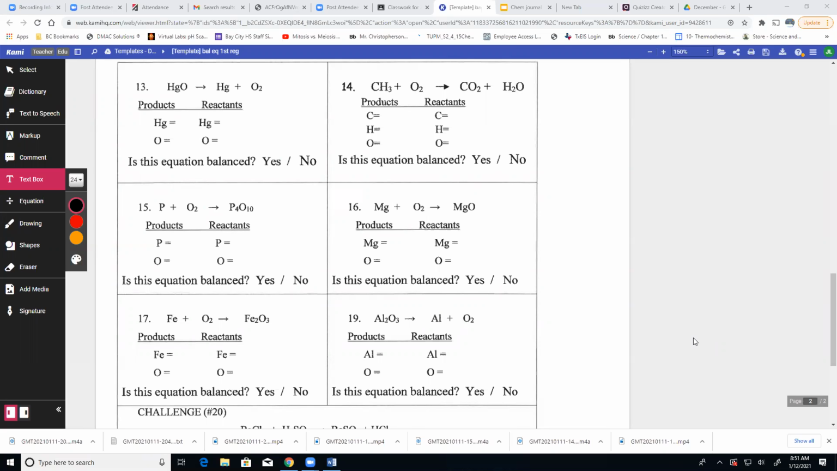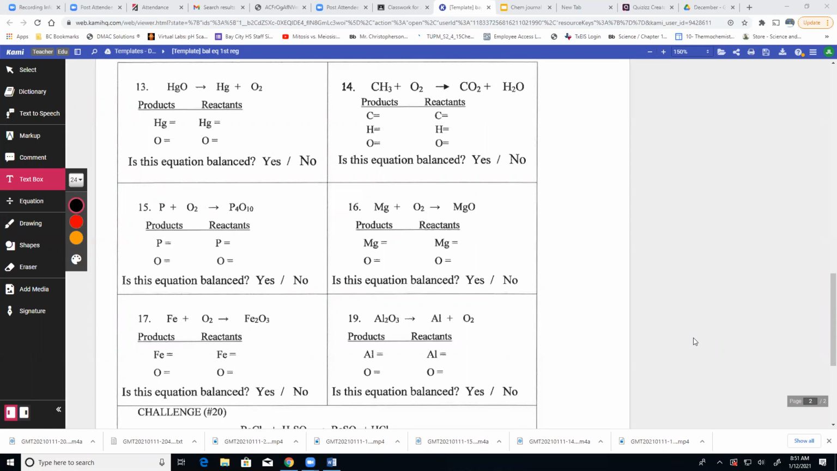So here I already have 2 oxygen. What do I need to multiply that by so I can get 6? I have 2. What coefficient do I need to put so I'll end up with 6? 3. Perfect. 3 times 2 gives me 6.